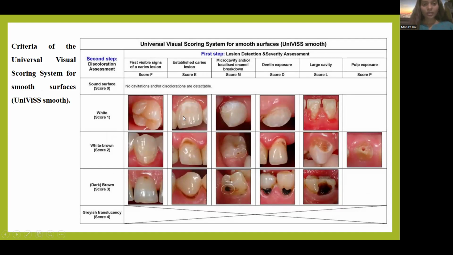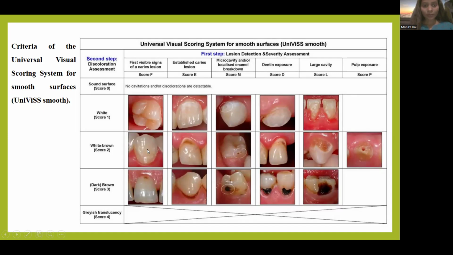Now this is for the proximal area. So here, this is for the smooth surface. White score 1, first visible sign of caries lesion. Second one is the established caries lesion. Third one is the microcavity. Here we can see the dentine exposure, and here we can see the large cavity.